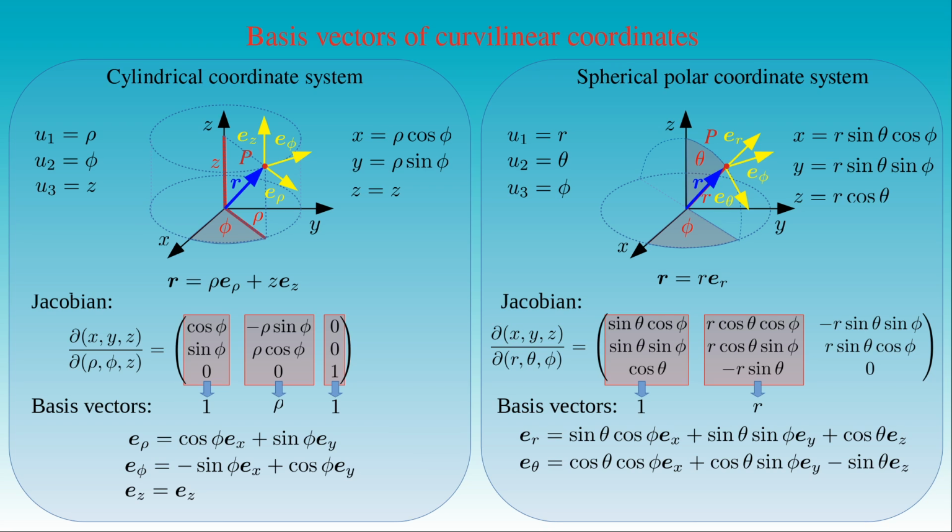Then its x component is cosine theta times cosine phi. Its y component is cosine theta times sine phi. And its z component is minus sine theta. The last column vector of the Jacobian determines the basis vector e phi.